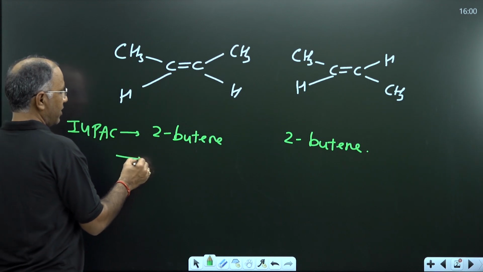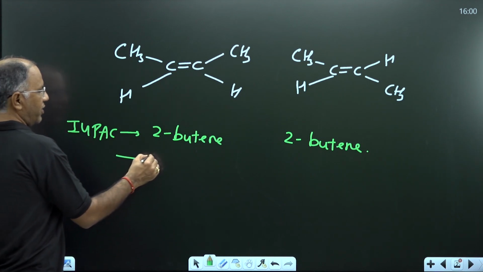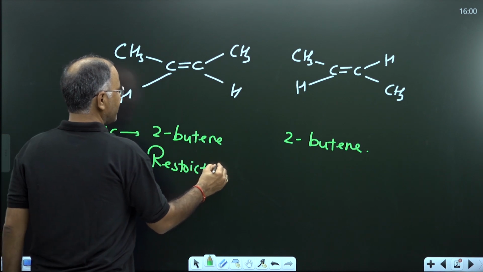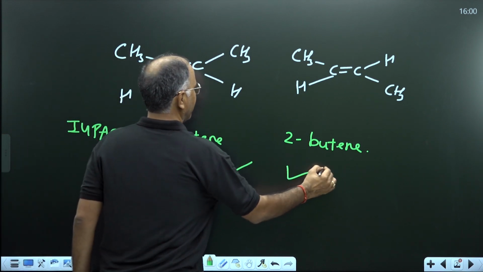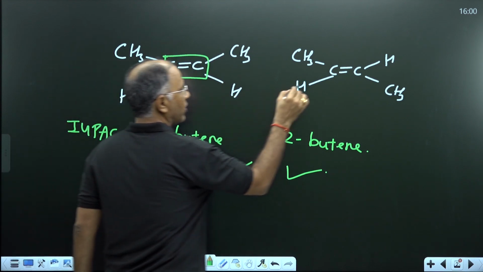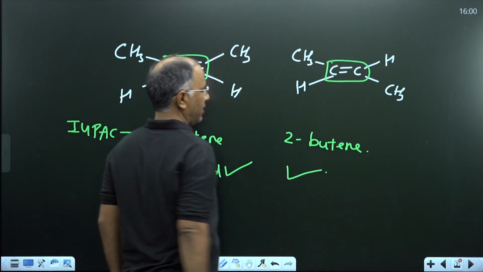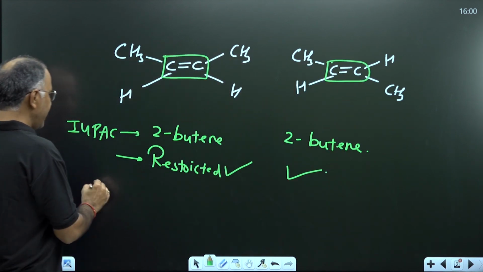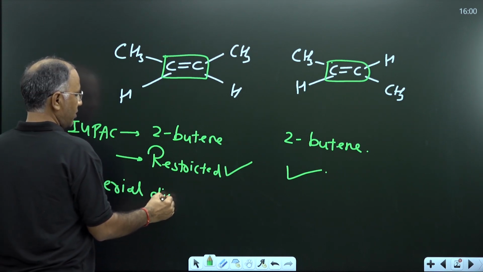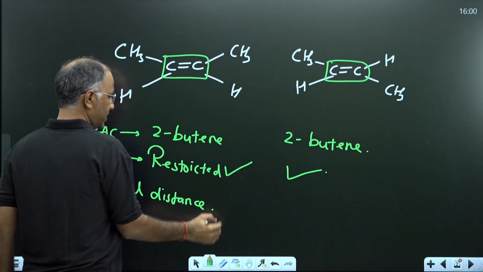Now second one: is rotation restricted or not? In the above example, rotation is restricted. Yes, restricted. Why is rotation restricted? Because of this pi bond. And the third condition is areal distance.